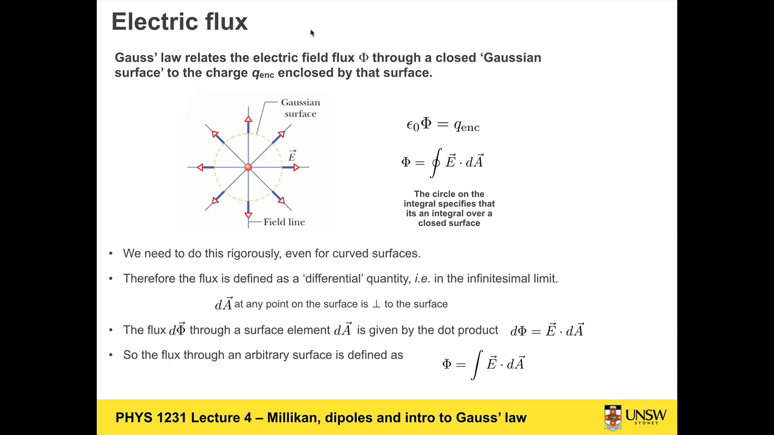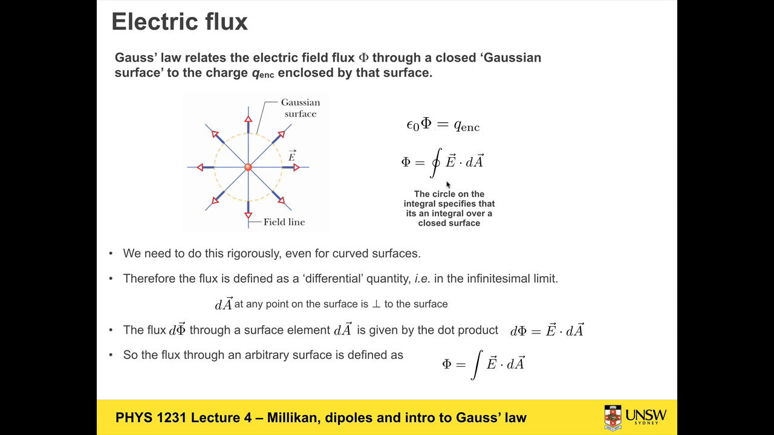What we showed in Physics 1B was that Gauss's law relates the electric flux that we wrote down as this capital Greek phi through a closed so-called Gaussian surface. That's just a closed surface. This electric flux is a quantity that depends on the electric field and the surface. Gauss's law relates this flux to the enclosed charge, and so Gauss's law simply stated is that epsilon naught times this electric flux equals the enclosed charge.